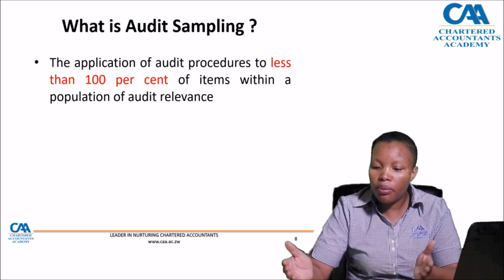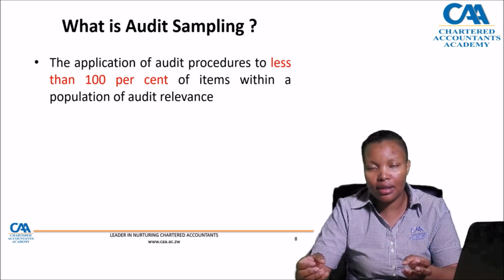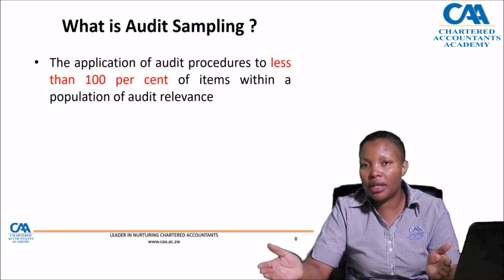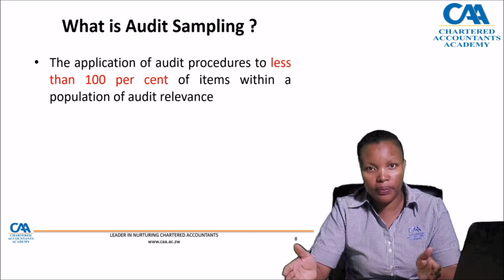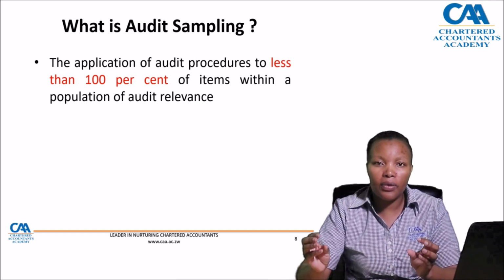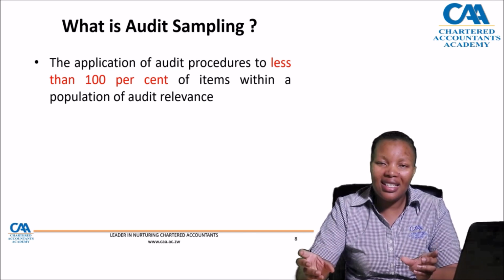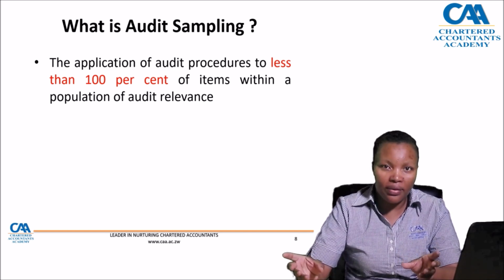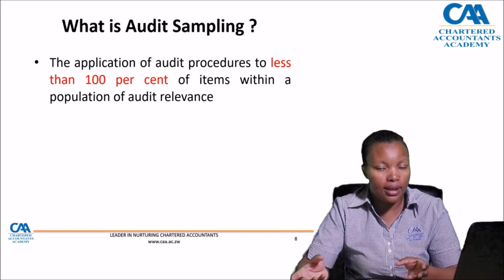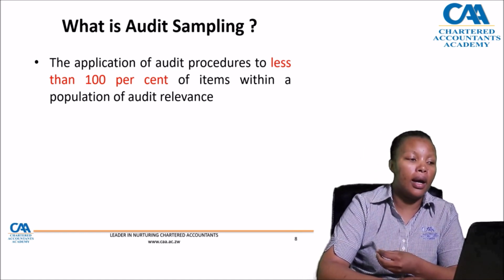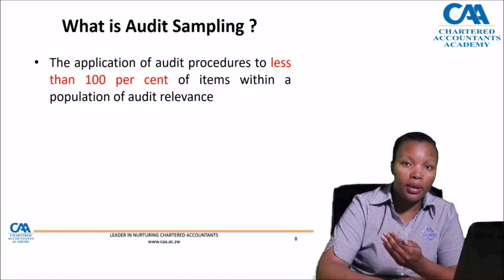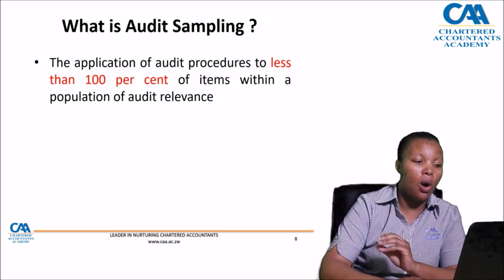So you've got your population of, let's say, debtors, and it contains 100% of the debtors for that period. That is the full population. And you're saying that if you're going to sample the debtors, you've got an audit relevance population, which is your debtors. You will be using less than 100%. That is what you'll be applying auditing procedures on.